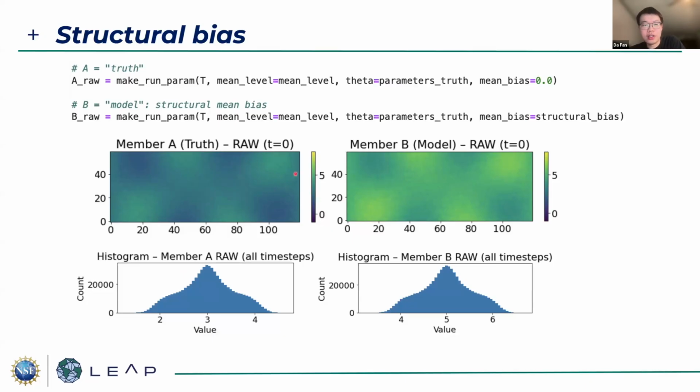there's a clear difference in the mean values. As you can see, there are green spots in member B, compared to nothing in member A. And in the histogram, you can see a clear difference in these two Gaussian distributions. Member A has a mean value of about 3, while member B has a mean value of 5, and that comes from the structural bias we added to member B.